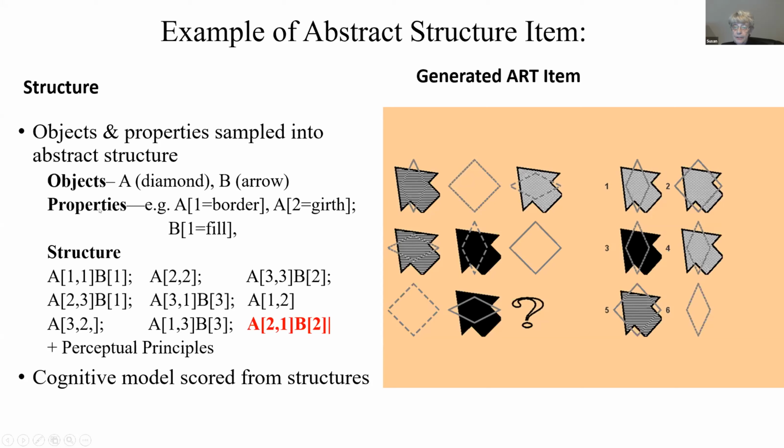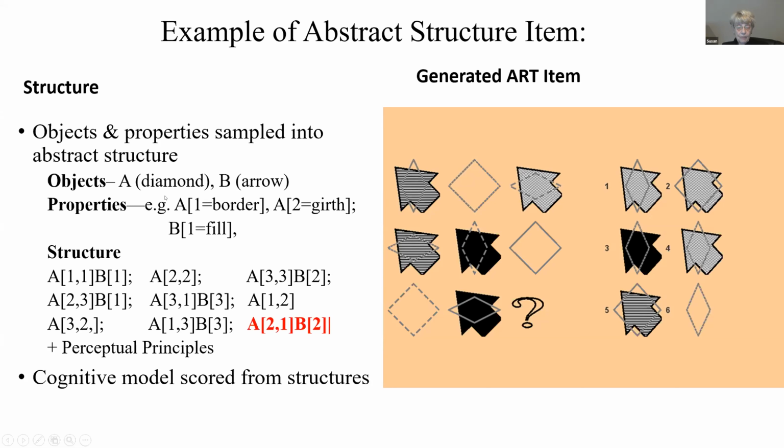So in this particular item, object A is the diamond shape, B is the arrow shape, and the properties, A1 property is the border on that diamond shape, A2 is the girth, for B, it's the fill. And here's the structure. You see, this is very formal.